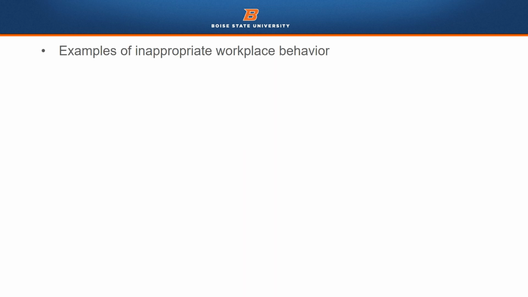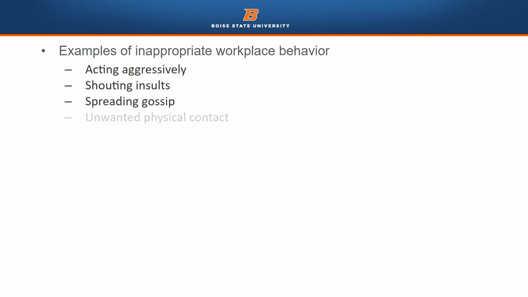So let's look at a couple of examples of inappropriate workplace behaviors, so we're clear about what kind of things fit in this category. Acting aggressively towards colleagues. This would be physically aggressively. Violating people's space, shouting insults, being generally demeaning, making any type of threats. This would also include things like spreading gossip, rumors, generally trying to undermine people's reputations within the workplace.